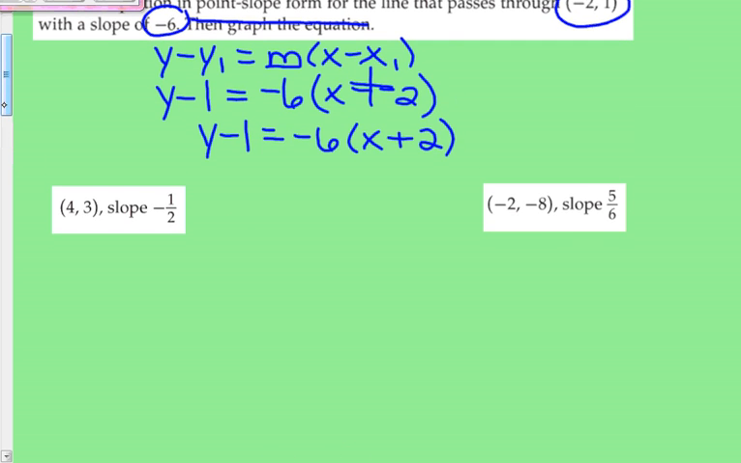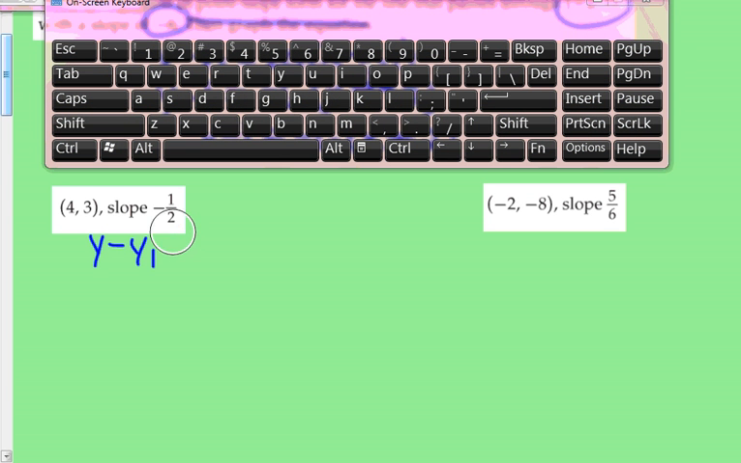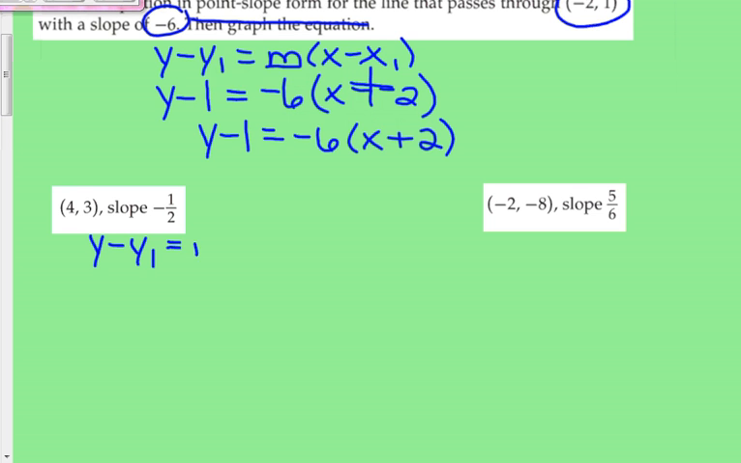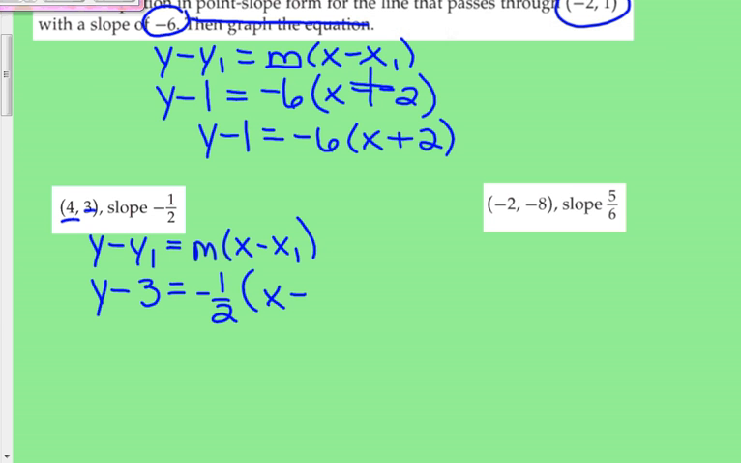Let's do that again. So it's y minus y1 equals, I'm sorry, let's start that over. Equals m times x minus x1. So this y stays like it is, minus y1. Well, here's y1, which is 3, equals our slope, which is -1/2. We'll plug that in there, times x minus x1, which is 4.